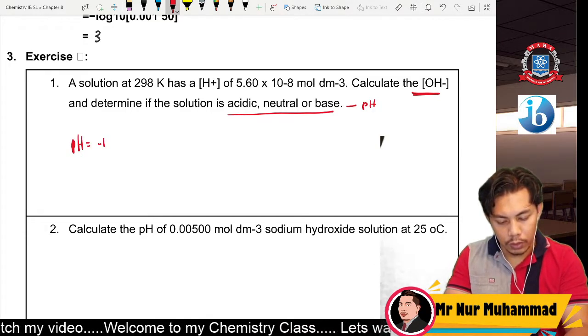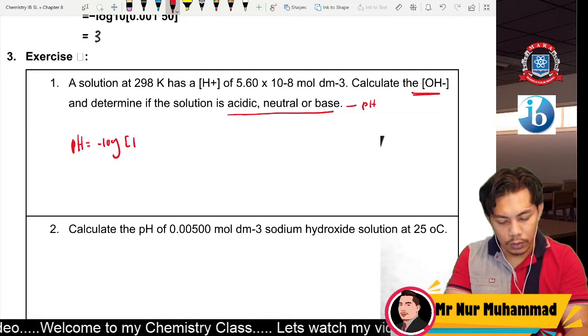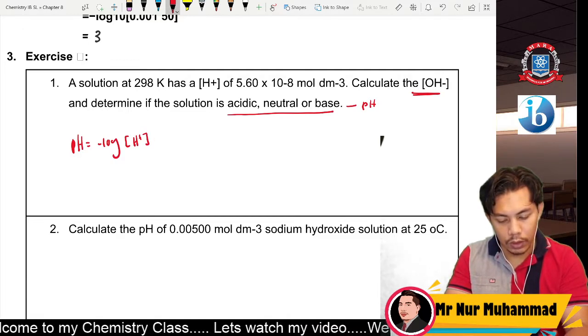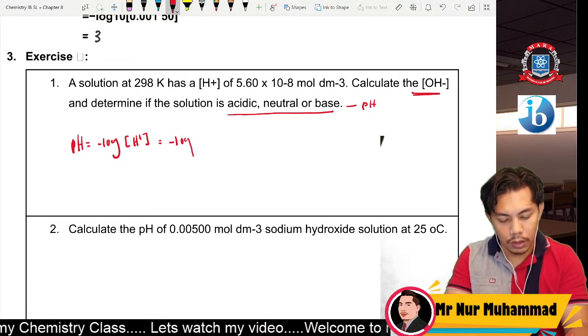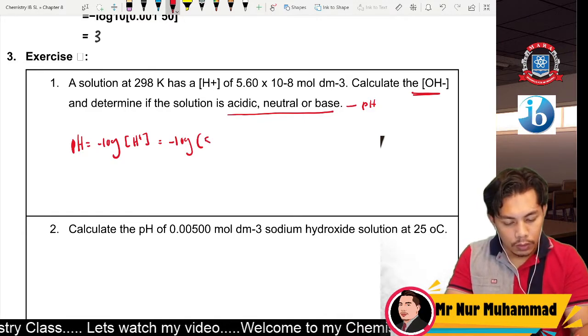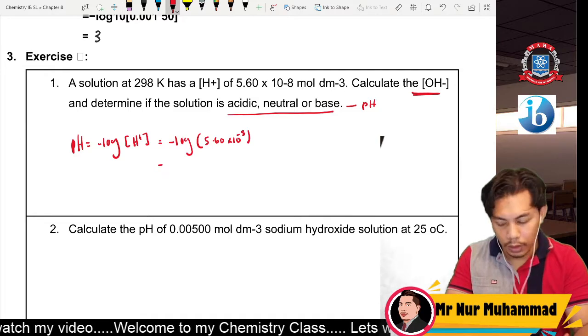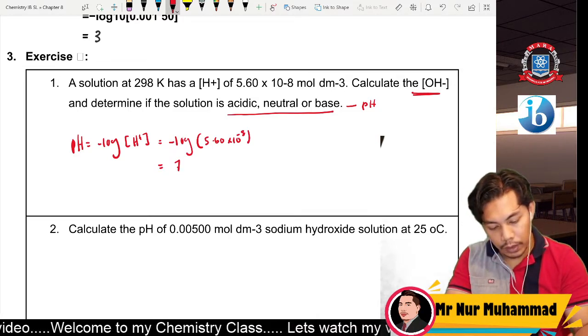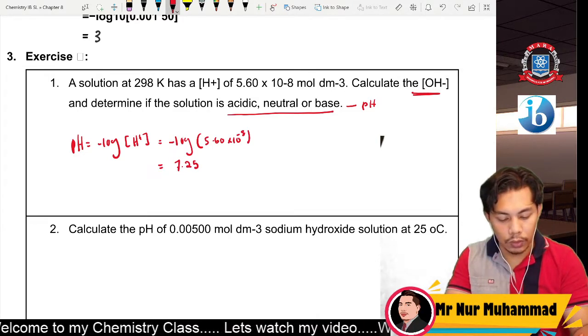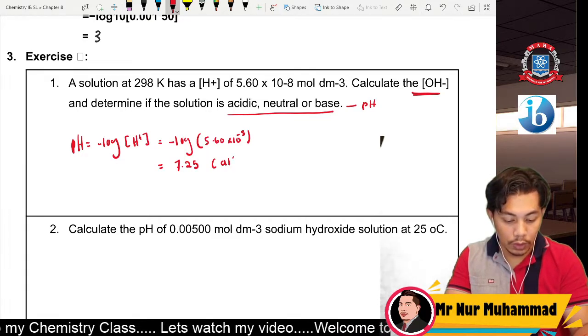pH is equal to negative log concentration of hydrogen ion, so equal to negative log 5.60 times 10 negative 8, and the answer is 7.25. So this is weak alkali.